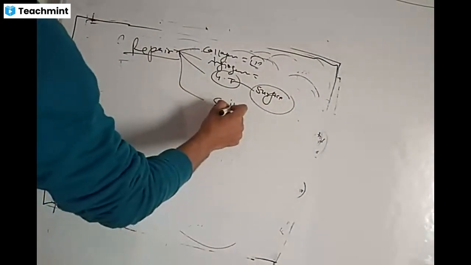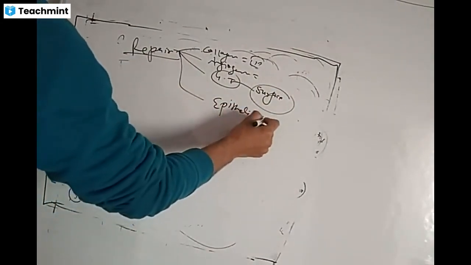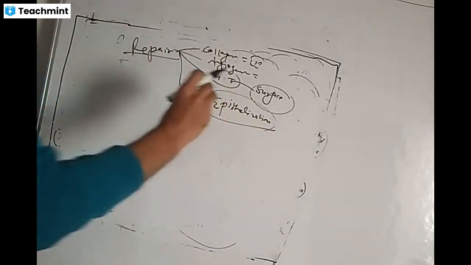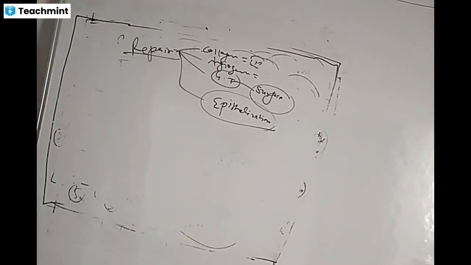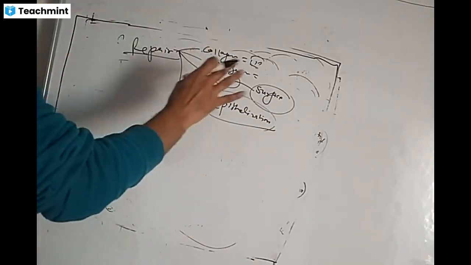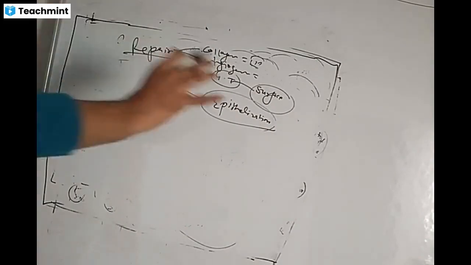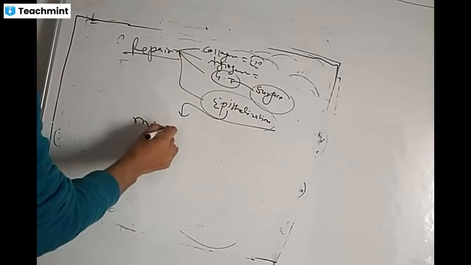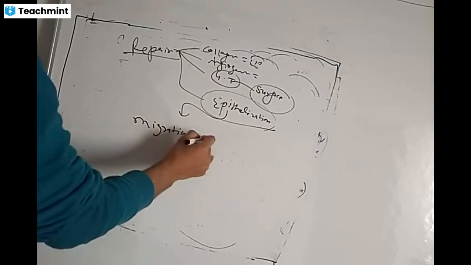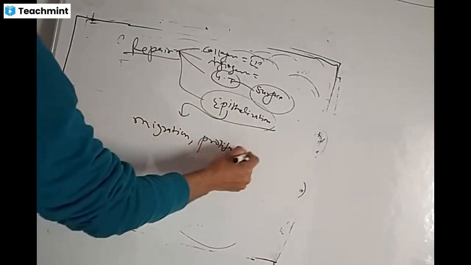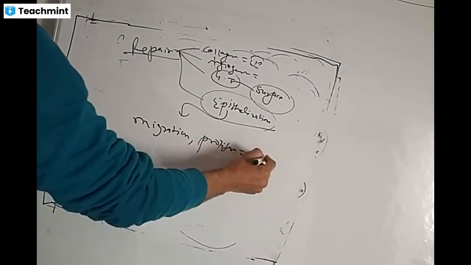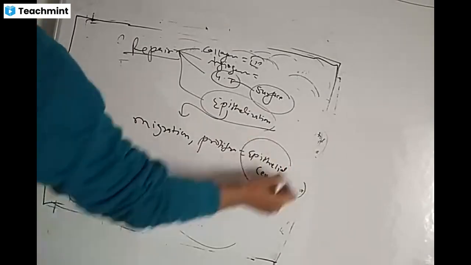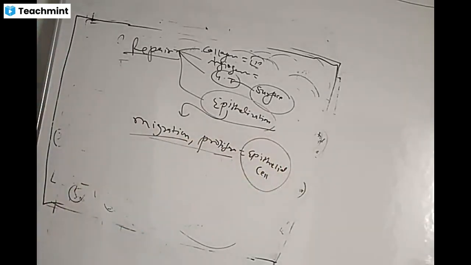Now we'll start with epithelialization. Epithelialization means the covering, the natural covering which was lost during the injury. That is your epithelium. So formation of the epithelium. In this process, again there will be migration and proliferation. Which cells? Epidermal cells, epithelial cells. Epithelial cells will migrate and proliferate.